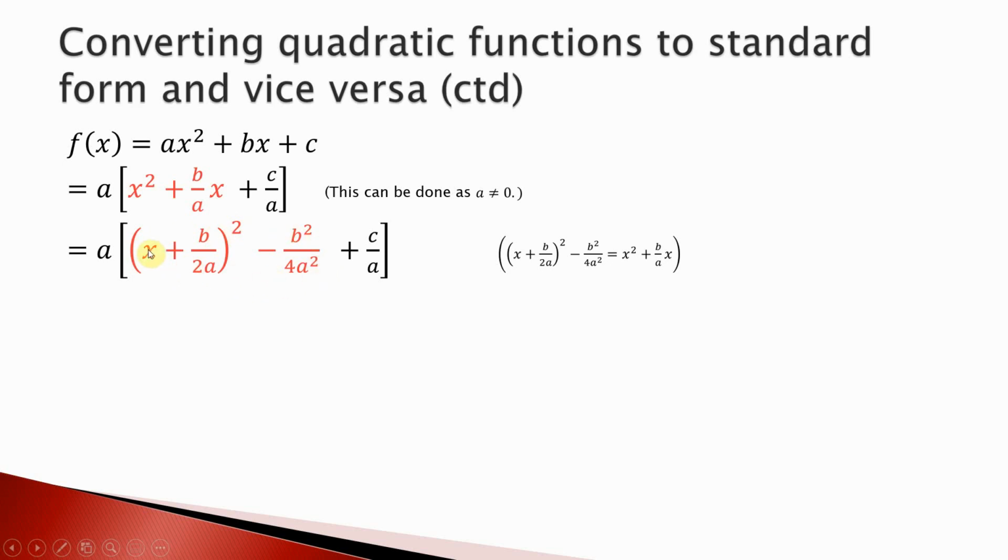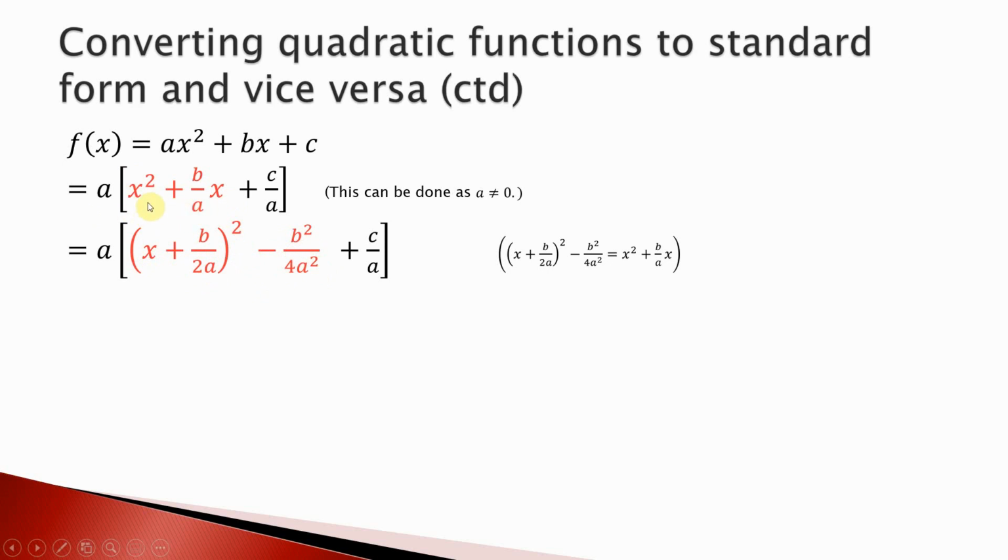Okay, so what happens is when you square this, you get x squared, then you get 2 times this, so the 2s cancel and you get b over a times x, and you get b squared over 4a squared, which we don't need here. So you have to subtract that. So when you subtract that, you get these two terms.